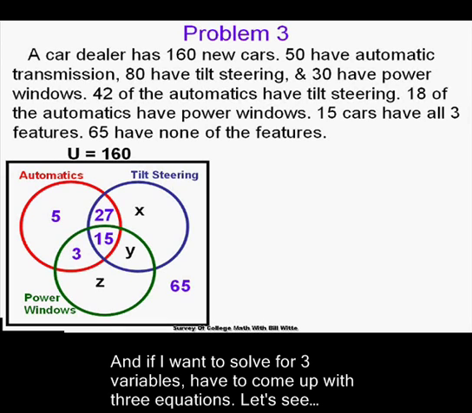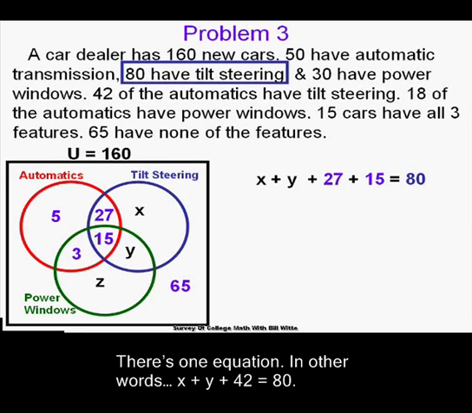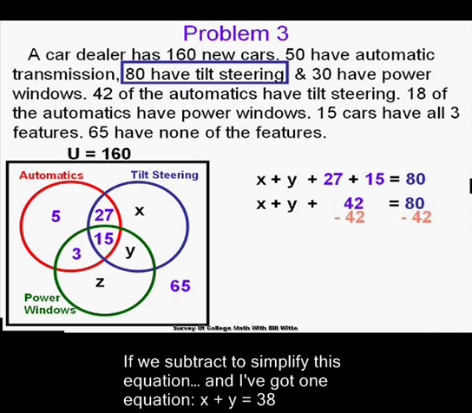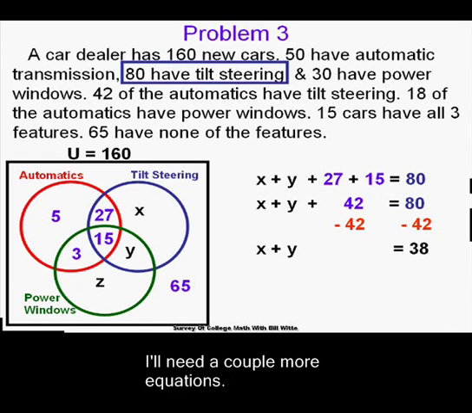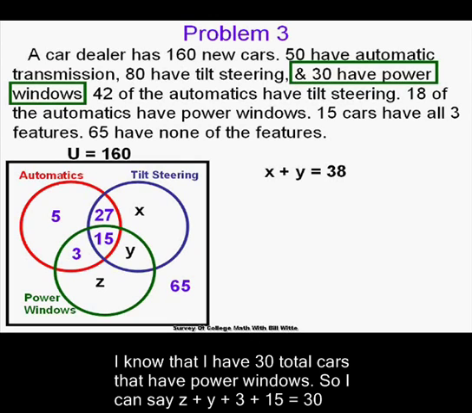Well, let's see. I know how many tilt steerings I have. There's 80. So I'm thinking x plus y plus 27 plus 15 has got to be 80. There's one equation. In other words, x plus y plus 42 is 80. Let me subtract and simplify this equation. And I've got one equation. X plus y is 38. Okay. Well, I need a couple more equations. Insufficient data.